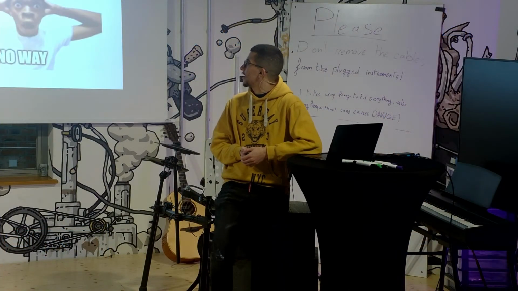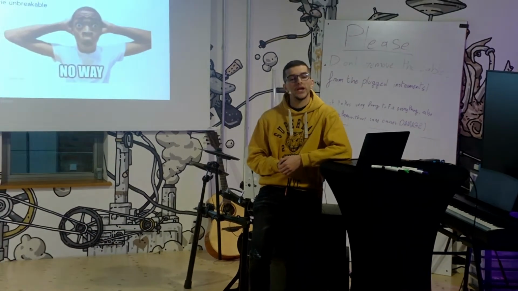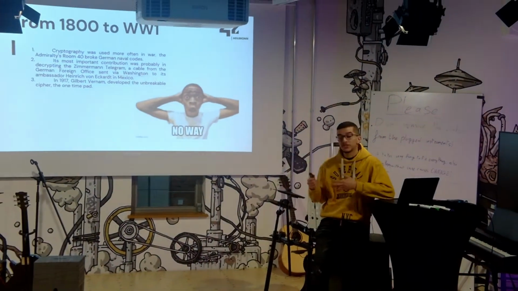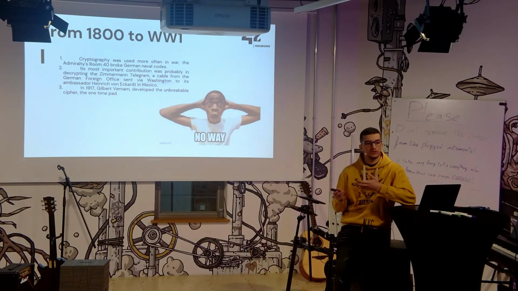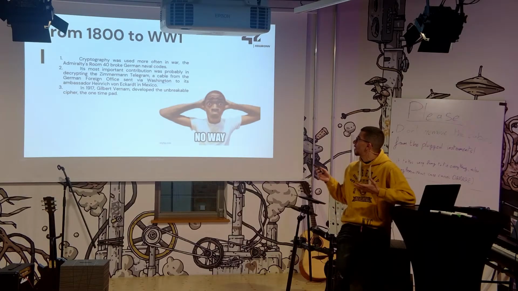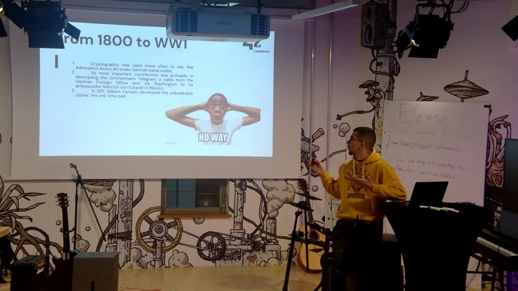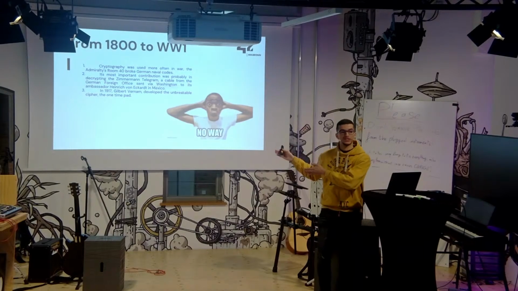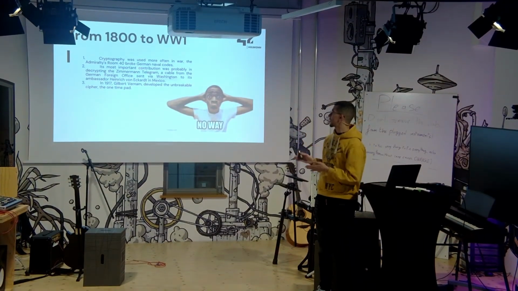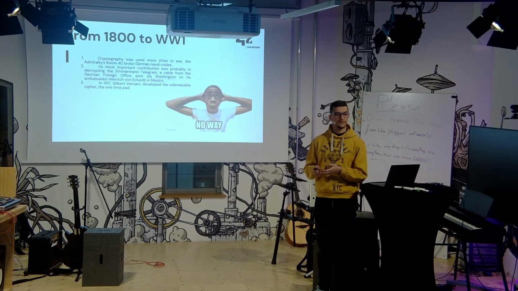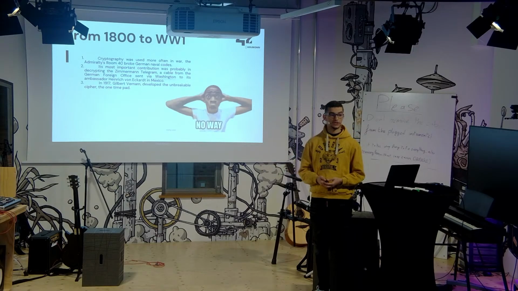Now, from the 1800s to World War I, we see why cryptography is super important. One of the reasons Germany lost in the First World War was basically because the cryptography was broken. All the communication was leaked, which gave an upper hand. As long as you understand what the enemy is trying to do, you can predict it and have a counterattack.